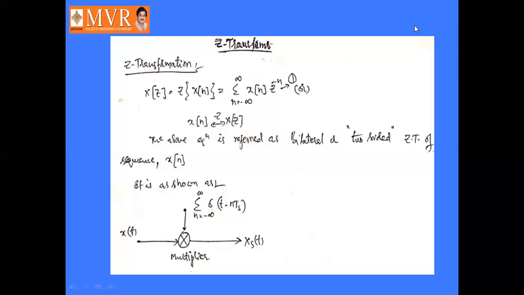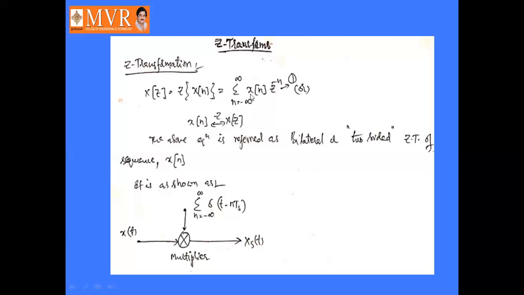That is x of n. x of n is the discrete time signal. So the Z transform of this discrete time signal x of n is defined as X of z. X of z is expressed mathematically as sigma n equal to minus infinity to infinity x of n into z power minus n. So X of z equals the Z transform of x of n, which is equal to sigma n equal to minus infinity to infinity x of n into z power minus n. Let it be considered as equation number 1, or we can say that the Z transform of x of n is X of z.